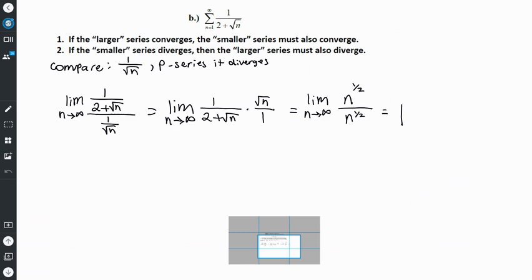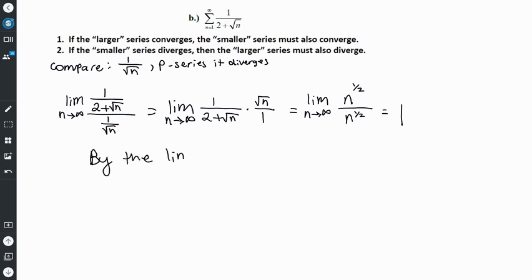So by the limit comparison test, the series diverges. So technically you guys weren't wrong, those of you who said it diverges. But you just didn't use the correct vocabulary, right?